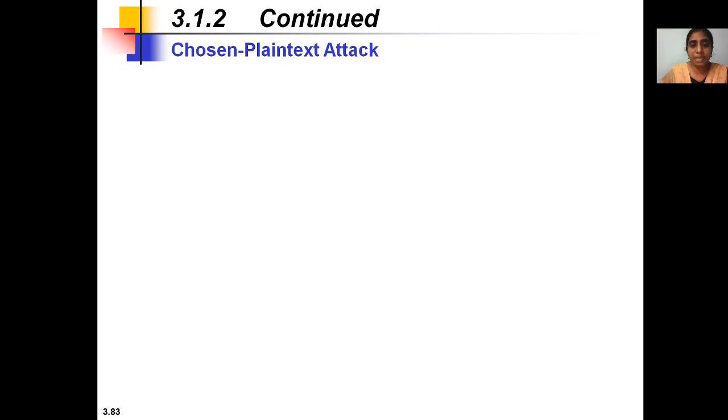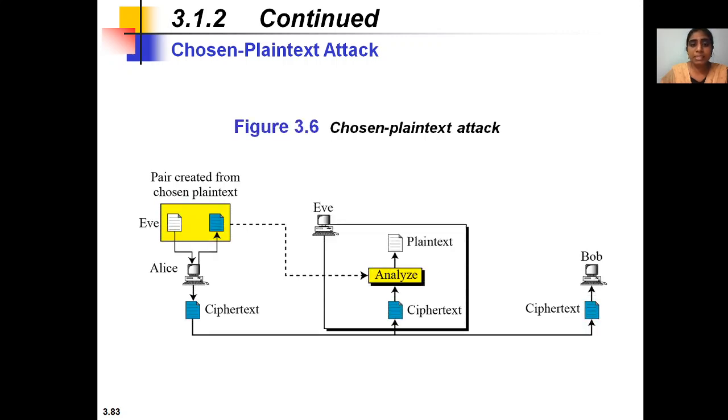Coming to the chosen plaintext attack. The intruder doesn't want the message to be securely sent to the receiver, so he does certain manipulations in the plaintext. A pair of plaintexts is chosen by the attacker and he wants to attack that particular data. That attack we call a chosen plaintext attack. So he will take the ciphertext and analyze the plaintext.